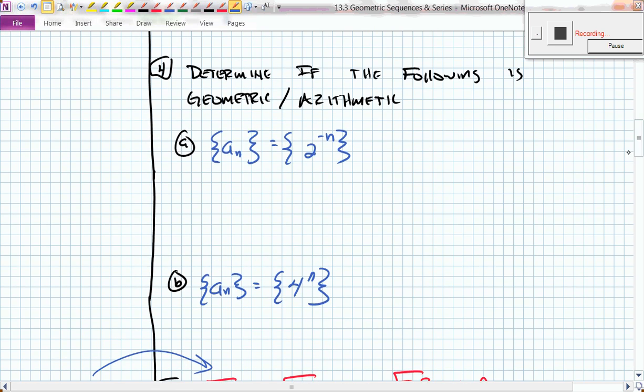All right, I have these two examples here. What I'd like you to do is think about whether they are geometric, arithmetic, or neither, and then write out the first 3 terms and find the ratio or the difference: the ratio if it's geometric, the difference if it's arithmetic. I'll give you about 3 minutes to do that. Okay.